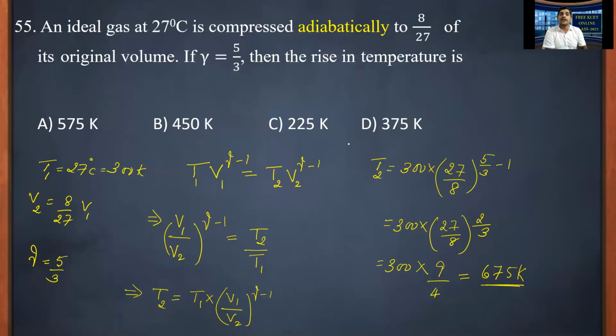Now what we are asked to find is the rise in temperature. So what is the rise in temperature? Delta T is equal to T2 minus T1. So that is nothing but 675 minus 300. That is equal to 375 Kelvin. So 375 Kelvin, that is the rise in temperature.